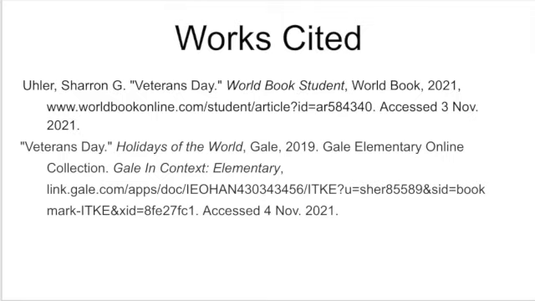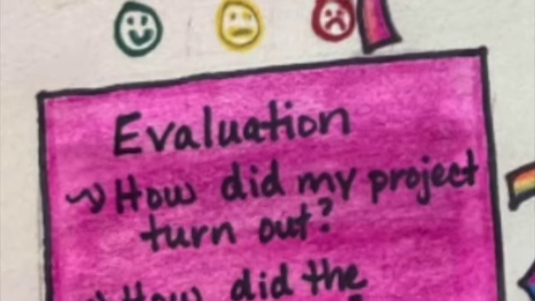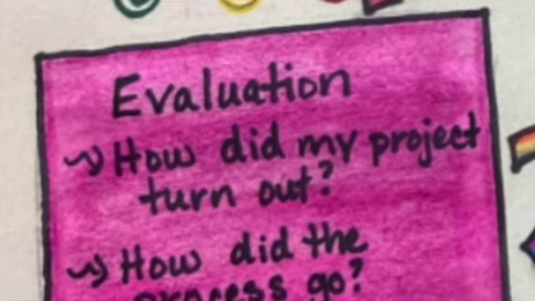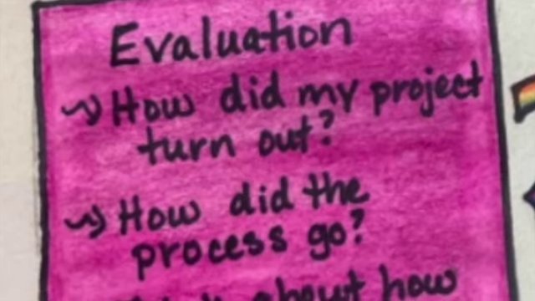Step 6 is the final step of the Big Six research process. In this step, you take a few minutes to look at how everything went and consider what you might have done differently, as well as what you did well. The questions to consider are, how did my project turn out, and how did the process go?